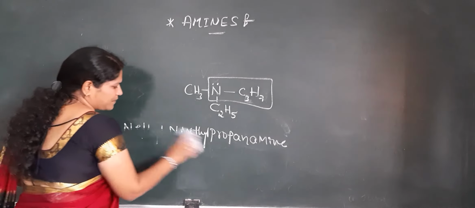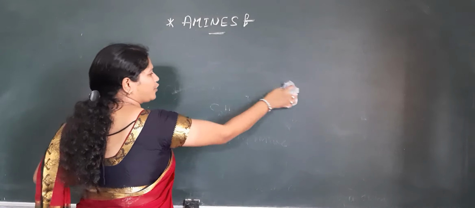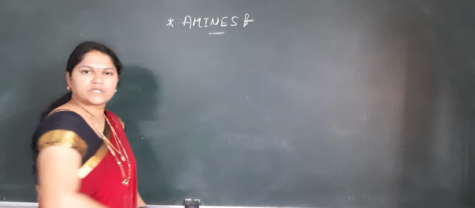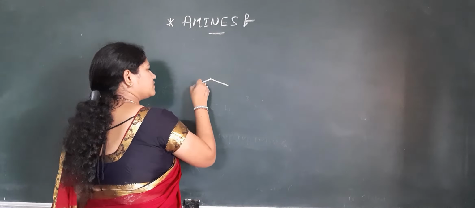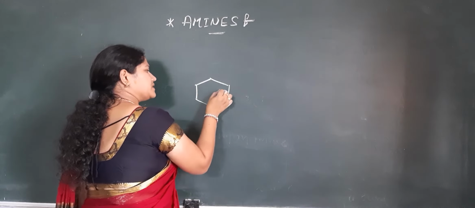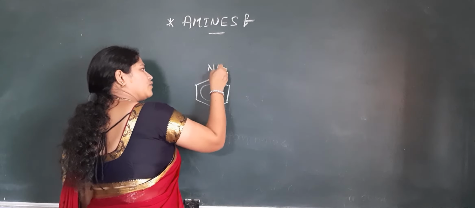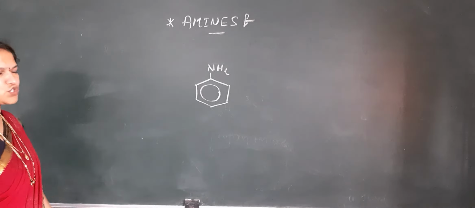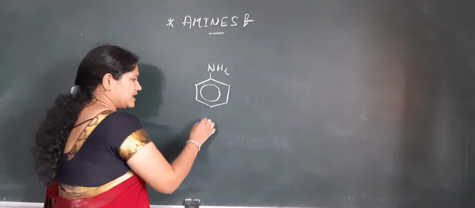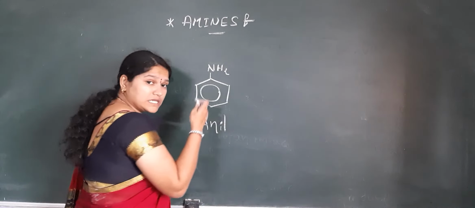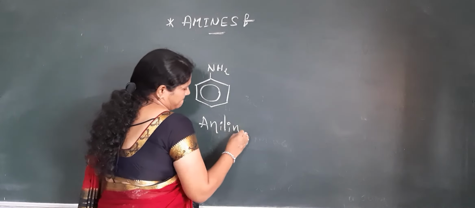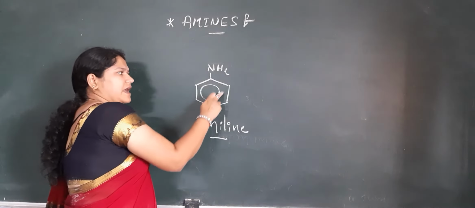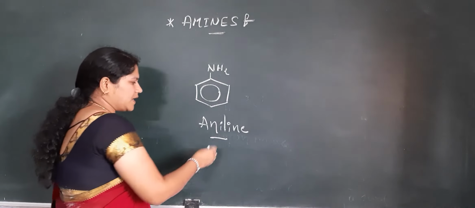So if the substituents are present on the nitrogen atom, you have to use capital N with a hyphen in order to indicate the position. Clear? Now, if an NH2 group is directly attached to benzene, then what happens? NH2, a primary aromatic amine directly attached to benzene, has a common, specific, important name. Note this, very important: aniline. The name of this compound, C6H5NH2, is aniline.